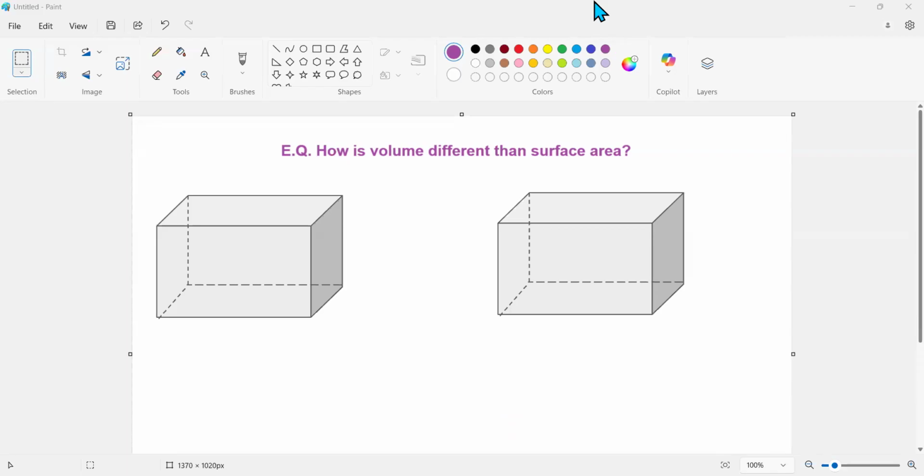Hello, sixth graders. This is Mr. A, and in this video, we are answering the essential question, how is volume different than surface area?